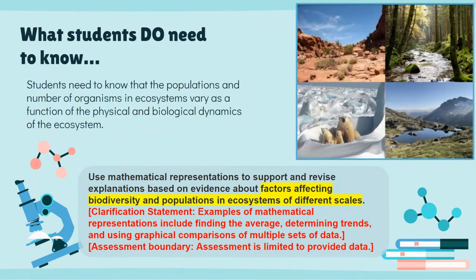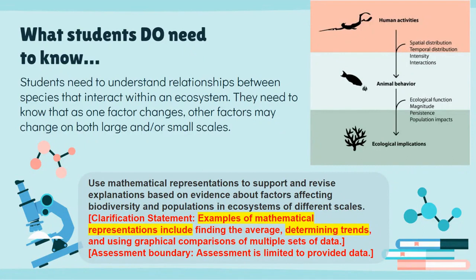However, if we look at the forest, it is going to have a larger population size and more biodiversity due to the stream and the lush plant life, and probably a more temperate climate. Once students understand that ecosystems can exist in the same location on a variety of scales, and that populations vary as a function of the physical environment, they have the foundation for exploring and understanding relationships between species that interact within an ecosystem. They need to know that as one factor changes, other factors may change on both large and or small scales.